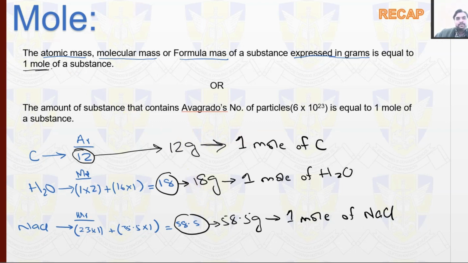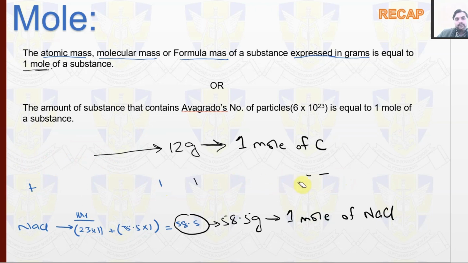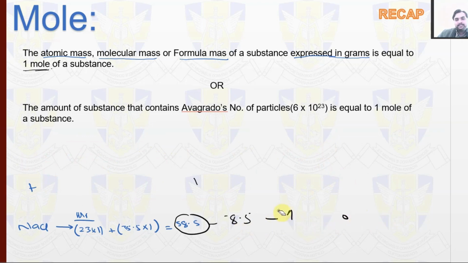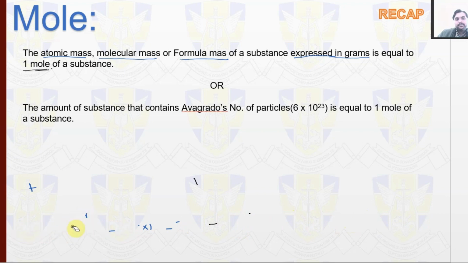Okay, so now there is one more definition related to the moles, as you can see it's written over there. Now we have to discuss the second definition. The second definition is basically related to the number of particles. The number of particles means how many atoms, or you can say how many molecules, are present in 1 mole of a substance.